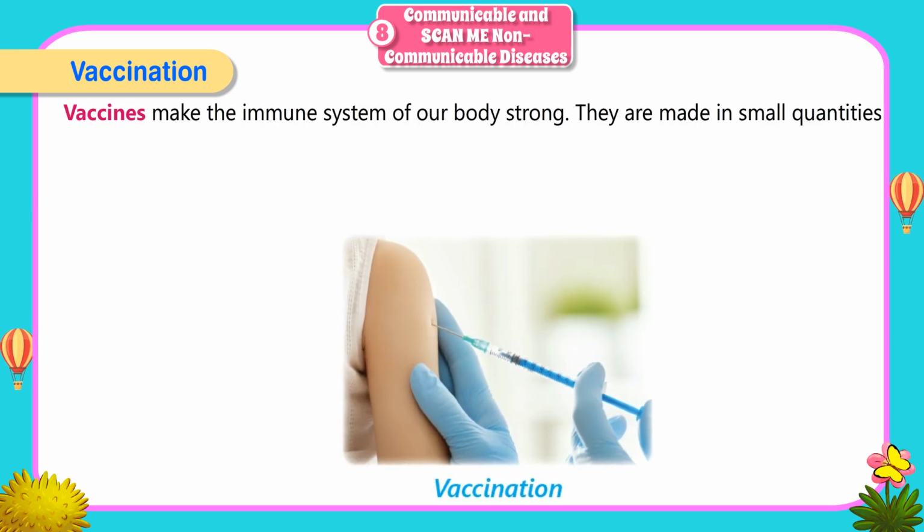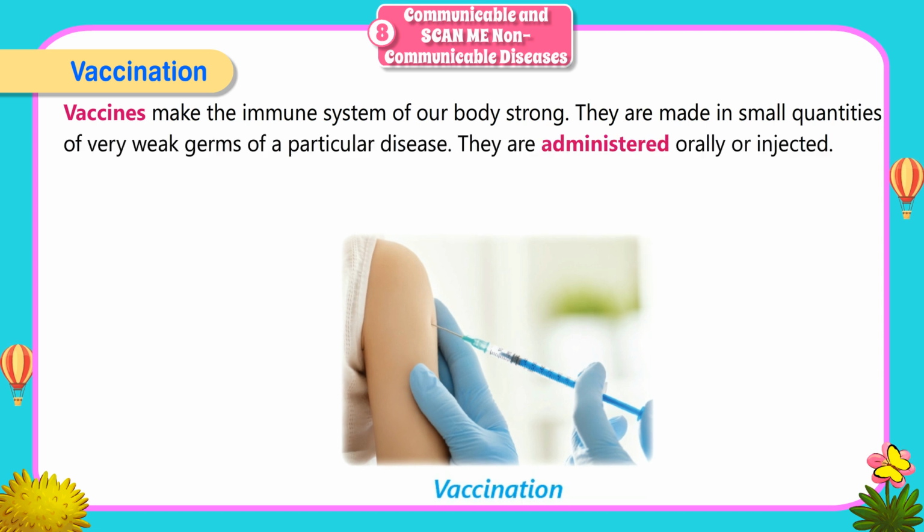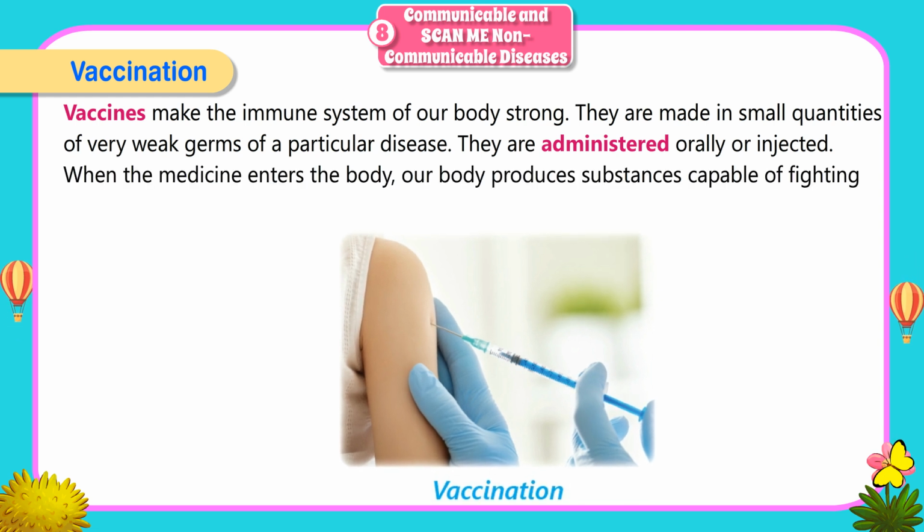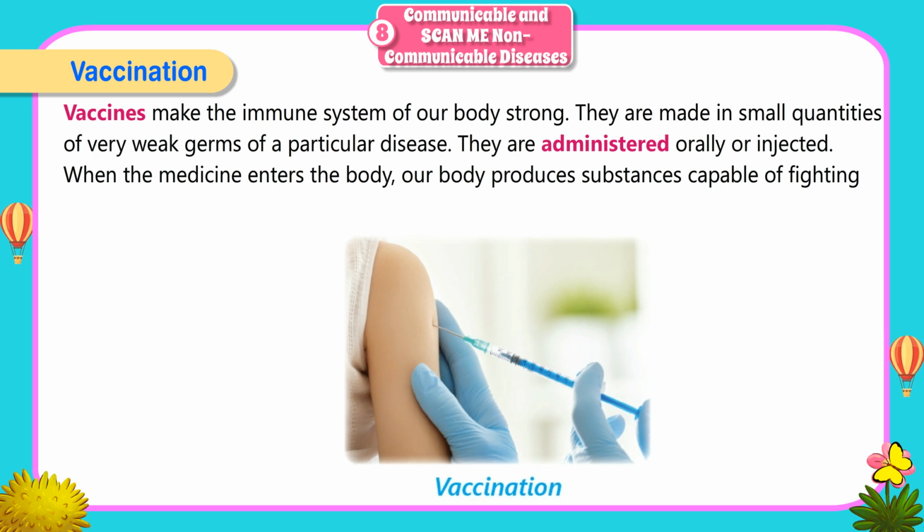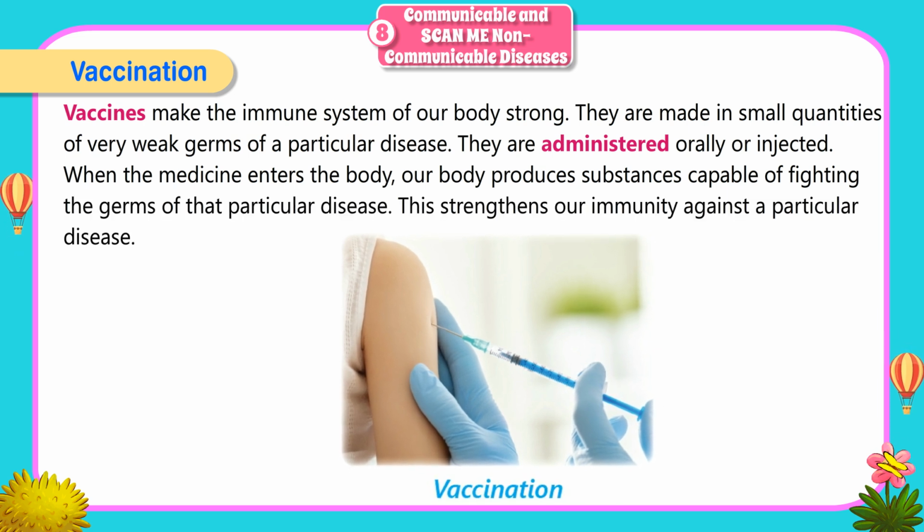Vaccination. Vaccines make the immune system of our body strong. They are made in small quantities of very weak germs of a particular disease. They are administered orally or injected. When the medicine enters the body, our body produces substances capable of fighting the germs of that particular disease. This strengthens our immunity against a particular disease.